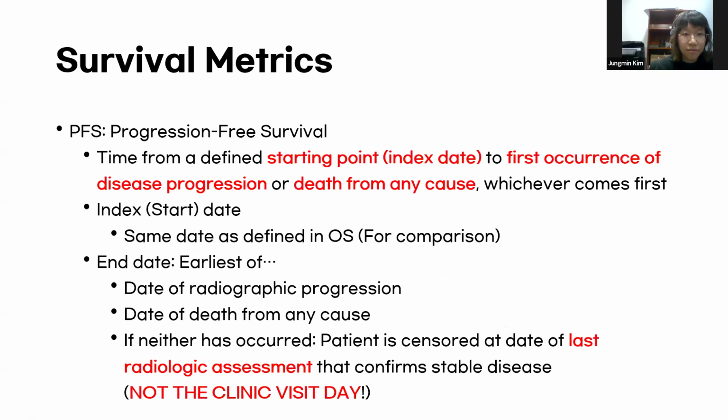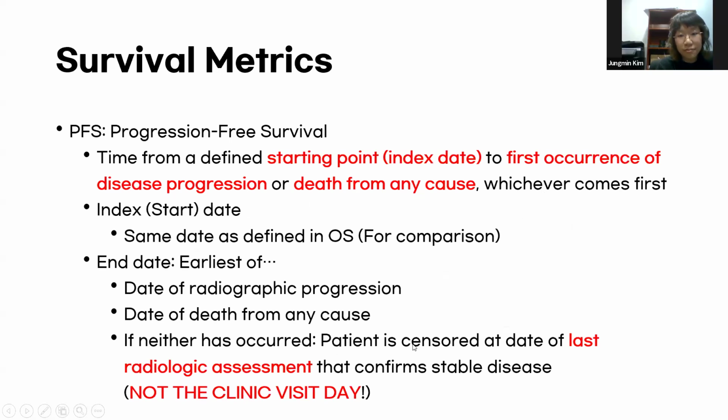And progression-free survival is the time from a defined starting point to the first occurrence of disease progression or death from any cause. There are patients who die before disease progression. In that case, you should put death from any cause as the end date.